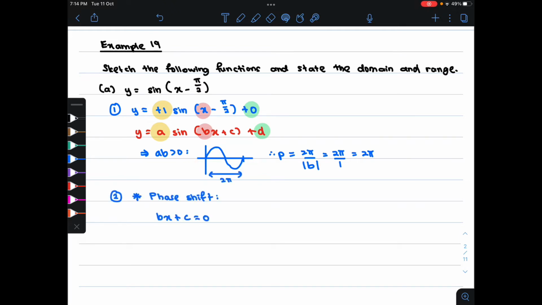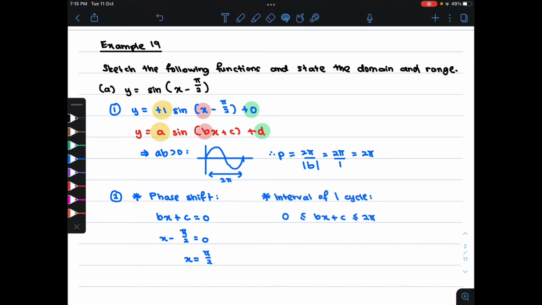For the second step, we need to find the phase shift. So just take bx plus c equal to 0. And you know that it comes from inside the bracket here. So we're going to let x minus pi over 2 equal to 0. And when we solve for x, we will get x equal to pi over 2.